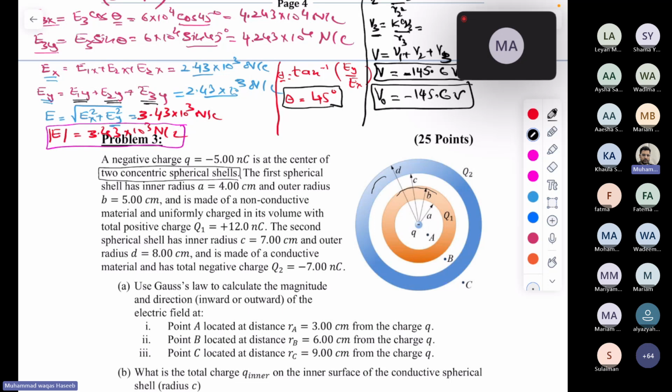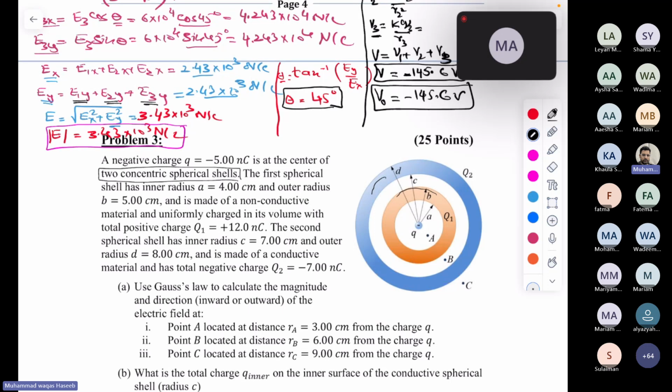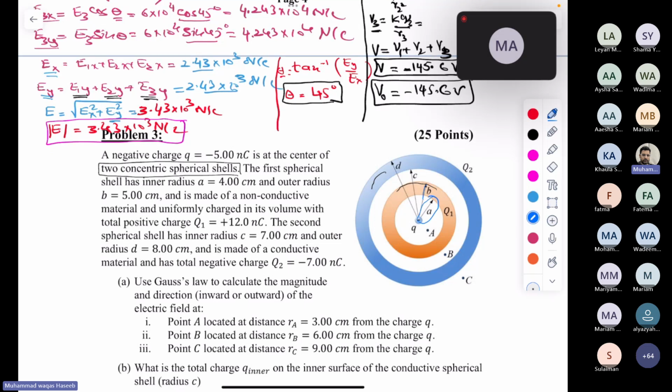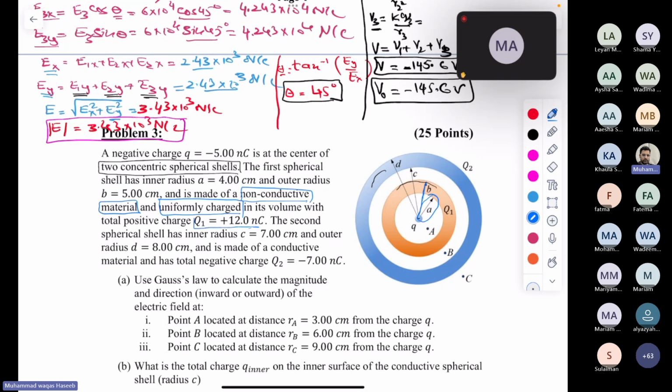The first spherical shell has an inner radius A, so this is A, and the outer radius is B. It is made of non-conductive material, so it cannot conduct. And it is uniformly charged, which is another piece of information, with a total positive charge Q1 uniformly distributed over its volume.